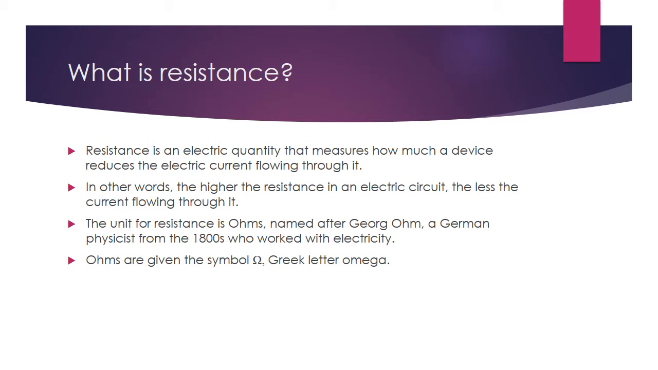The unit for resistance is ohms, named after George Ohm, a German physicist from the 1800s who did a lot of work with electricity. Ohms are given the symbol omega, or that upside down horseshoe looking thing right here. It's actually the last letter of the Greek alphabet, so I would just pronounce that as ohms if I were reading it as a unit after a number.